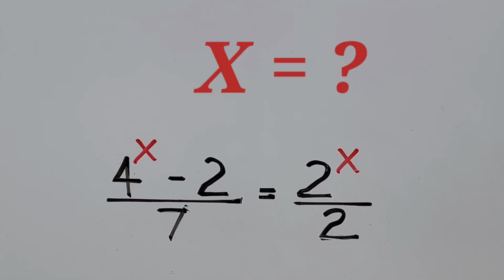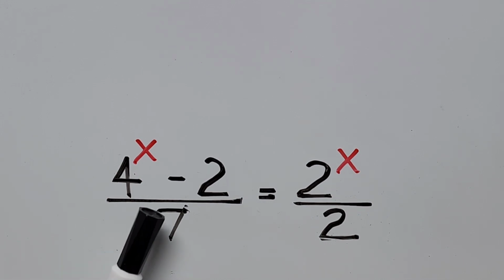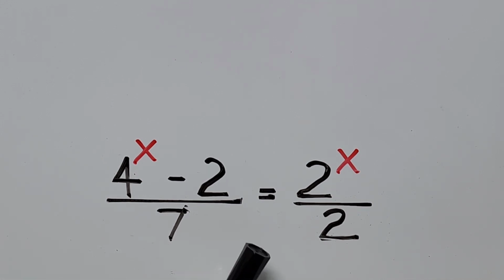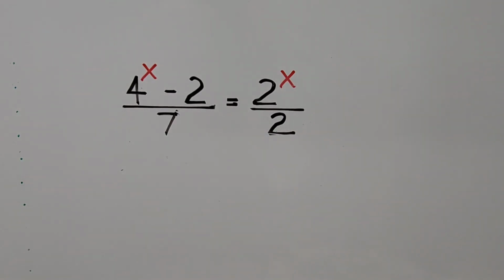Hello everyone, we have here a given exponential equation: (4^x - 2)/7 = 2^x/2, and in this video we're going to solve for the real values of x. So the first step will be to simplify the equation since it involves fractions on both sides. Alright, so let's clear the fraction.